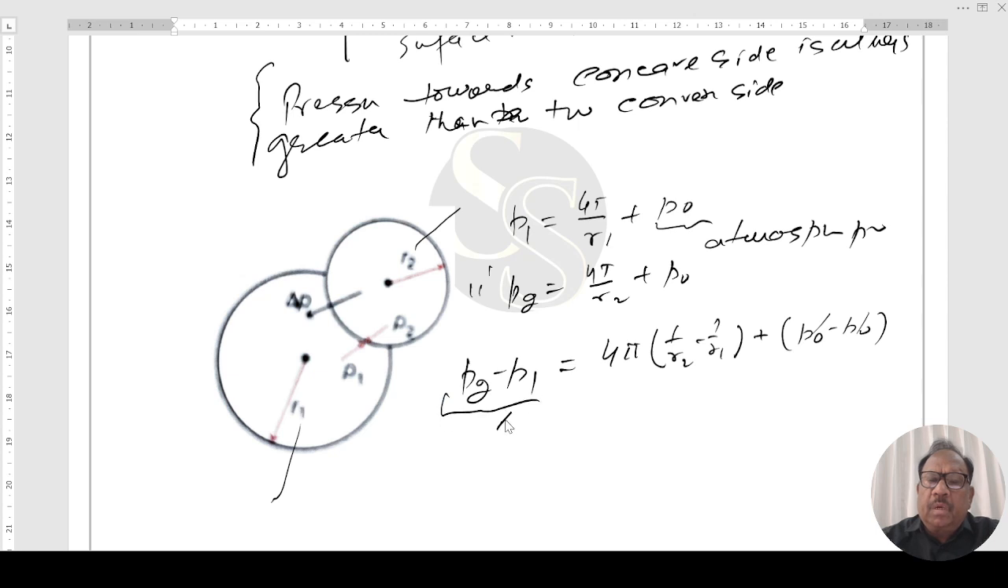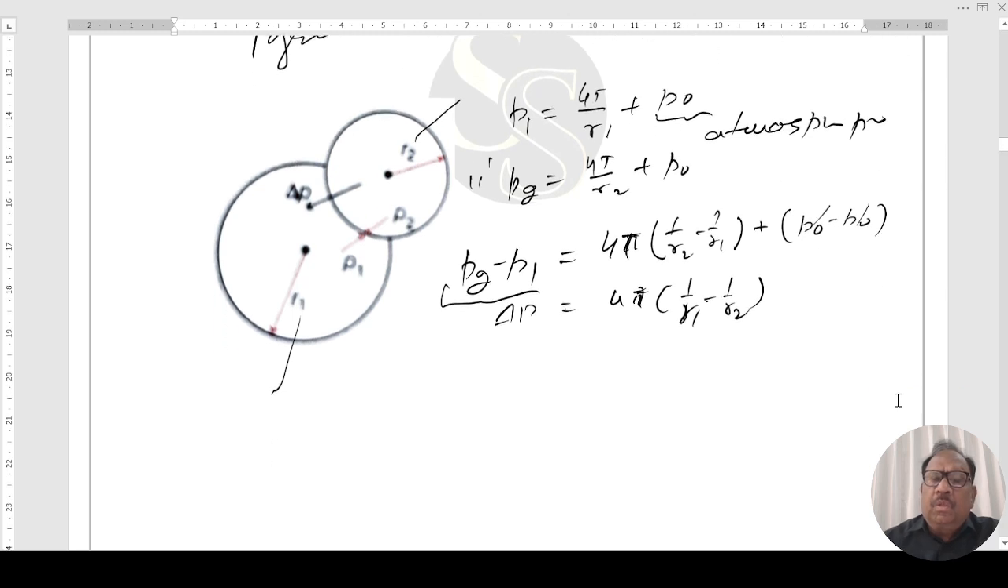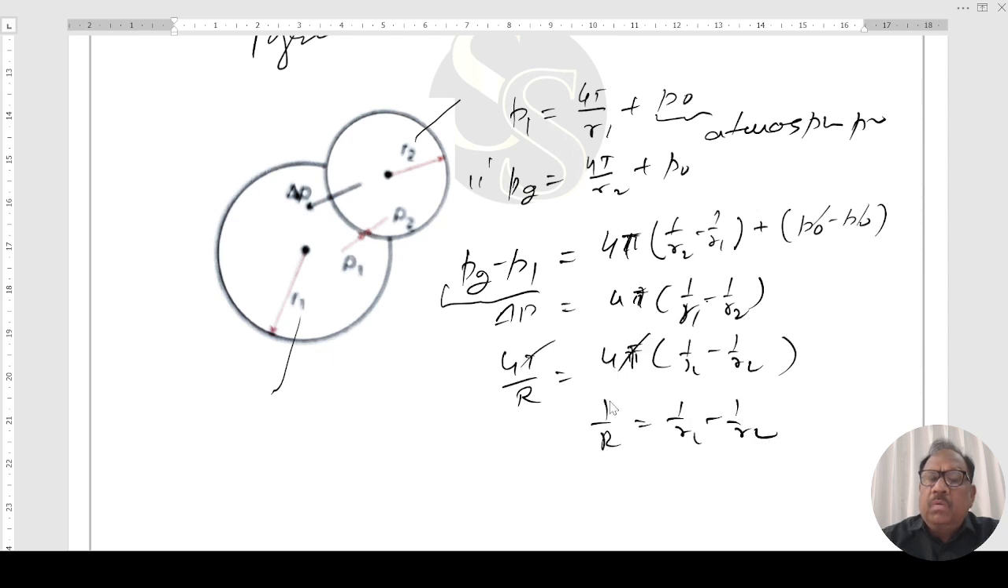This is the excess pressure. Delta P is equal to 4T (1 over R1 minus 1 over R2). So this is equal to 4T by R, which is equal to 4T (1 over R1 minus 1 over R2). This gives 1 over R equal to 1 over R1 minus 1 over R2. This is the formula. We can use it directly.